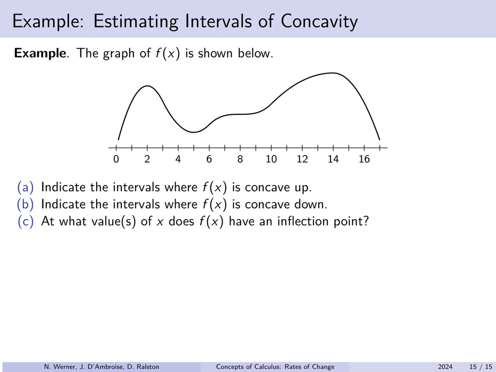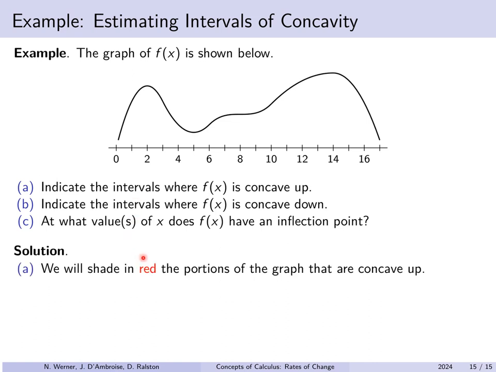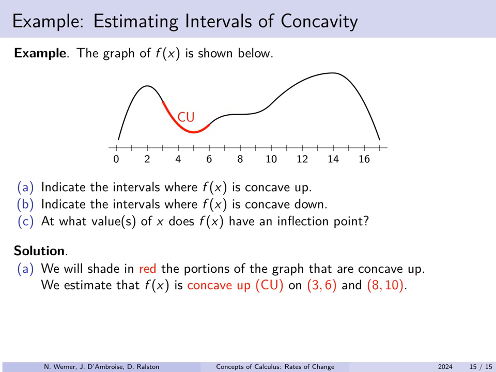And finally, indicate any inflection points, the points where it changes from concave up to concave down or from concave down to concave up. So just by looking at the graph, we're going to shade in red portions that are concave up, bending upward. So this is bending downward. If I move from left to right, I'm making a sort of bendy down thing. However, we appear to be going concave up, starting about here at x equals 3 through x equals 6. Here we get a bending upward shape, but now we're bending down again. But from about 8 to 10, we're bending up, and now we're bending down again. So it appears to be concave up from 3 to 6, and again from 8 to 10.